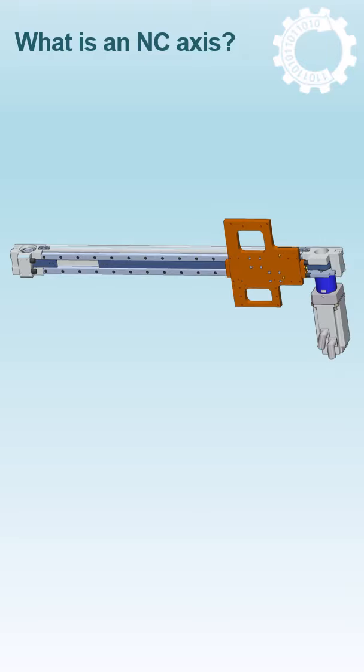If you have heard about NC axis and you wonder what it is about, this short video will try to provide a summary explanation of what it is. An NC, meaning numerically controlled axis, is a component in automated machinery that controls movement along a single axis, such as side to side or up and down.